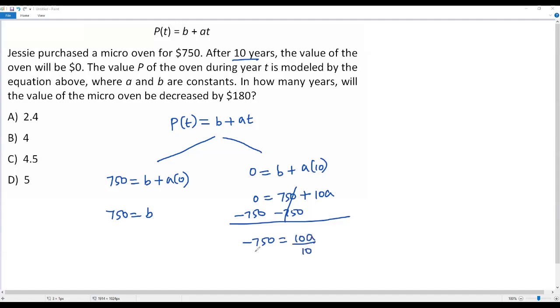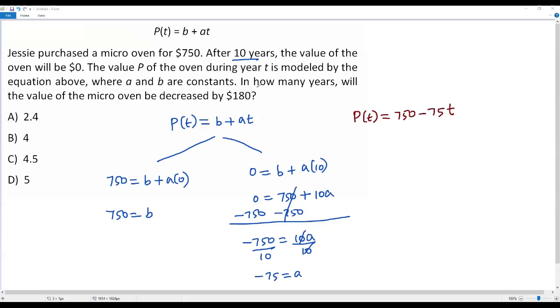Let me divide both sides by 10. When I divide both sides by 10, this 10 will cancel out. When I divide 750 by 10, I'm getting 75. That is, negative 75 equals A. Okay, now I have the values of both the constants A and B. So now this equation will be complete. That is P of t equals B, which is 750, and A is negative 75, that is negative 75t.